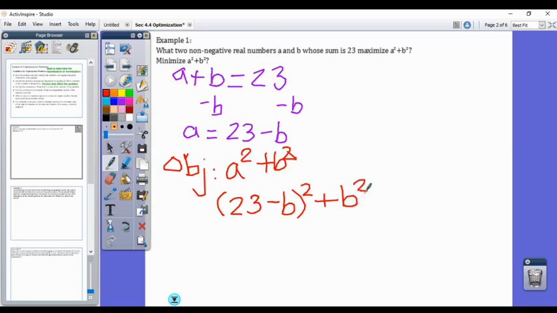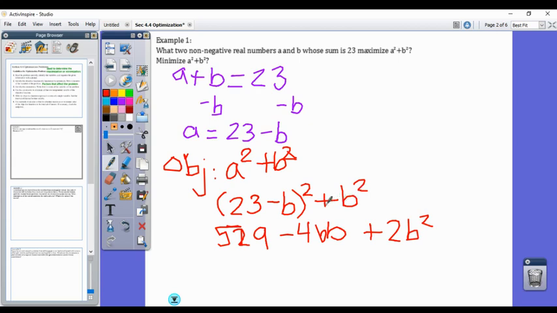All right, so I'm going to go ahead and FOIL this out, and I'm going to end up with 529 minus 46b plus 2b squared. 1b squared from my foiling, and then this b squared.